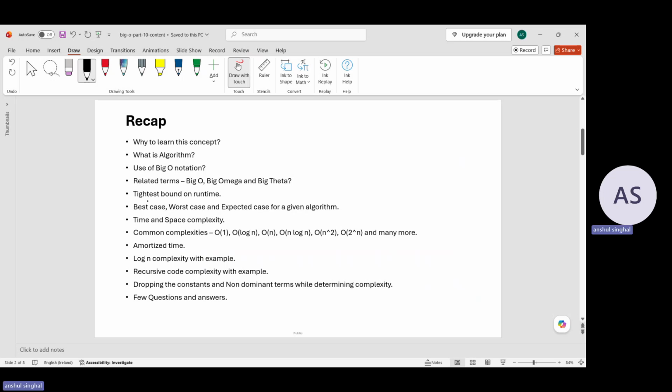Then we went through some examples, and we also learned that whenever somebody gives us an algorithm and we have to determine its runtime, we look for the tightest bound on the runtime. Tightest bound in the sense of how much max time a given algorithm can take. And then we looked at best case, worst case, and expected case scenarios for a given algorithm, which mainly depends on the data we have been provided.